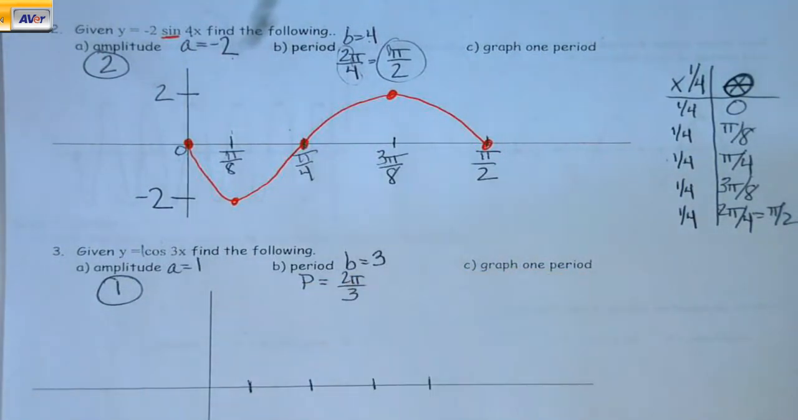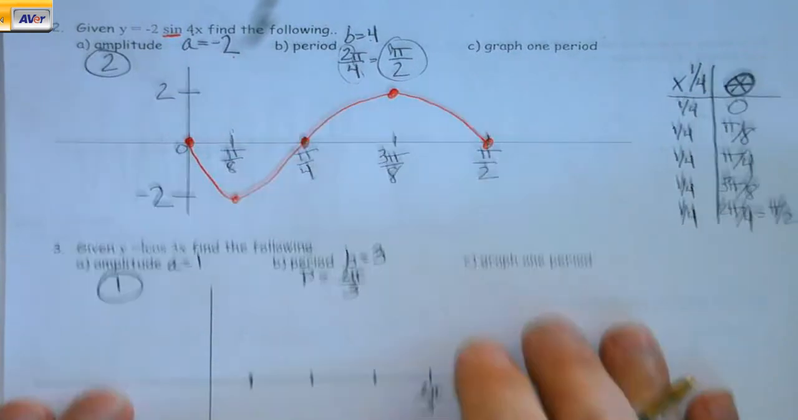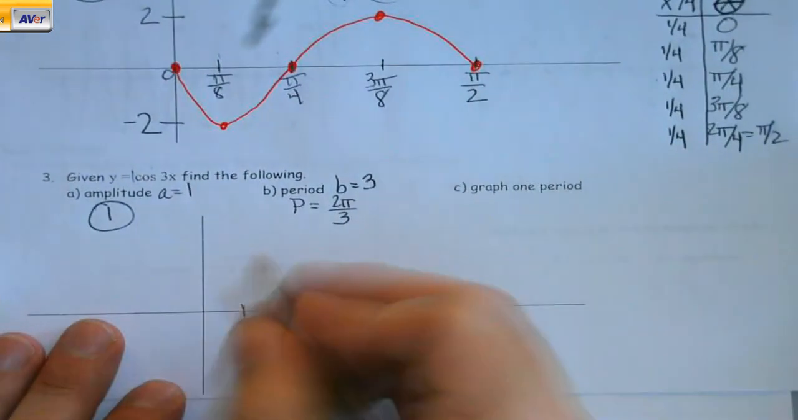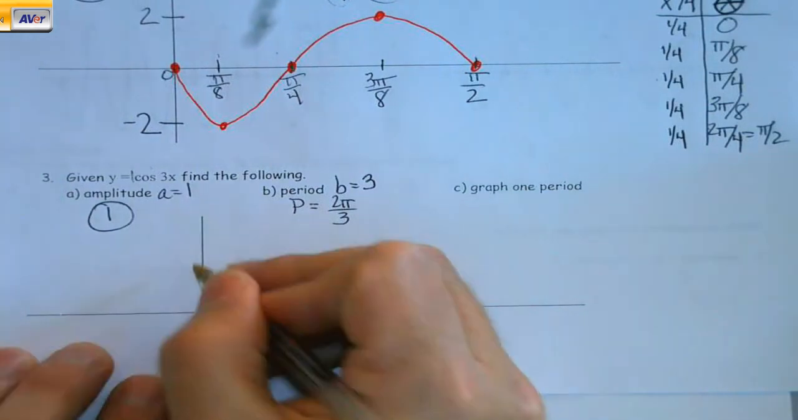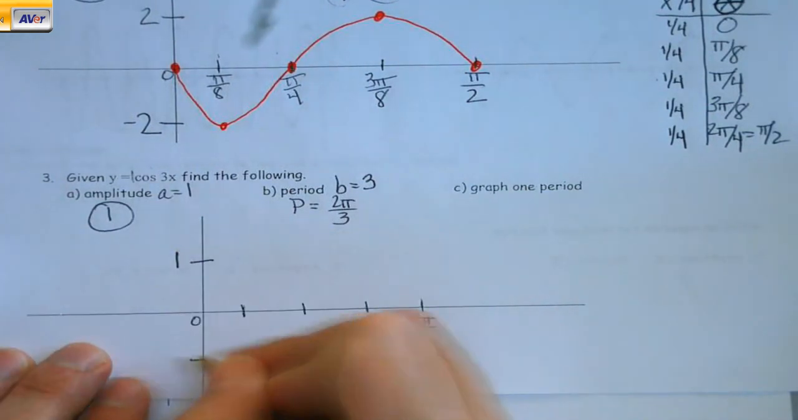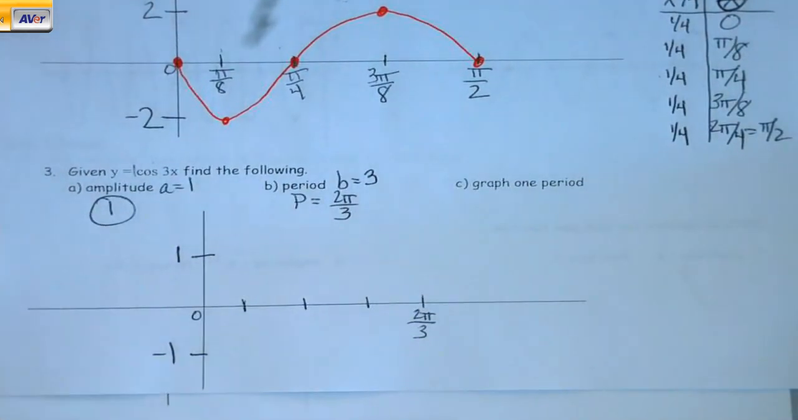2 over 3 doesn't reduce. I can even try it in the calculator. You're going to find out the same thing. So I know my last angle measure is 2 pi over 3. My first one's going to be 0. My max is going to be 1. My min is going to be -1. And now, it's my job here again to find these in the middle.